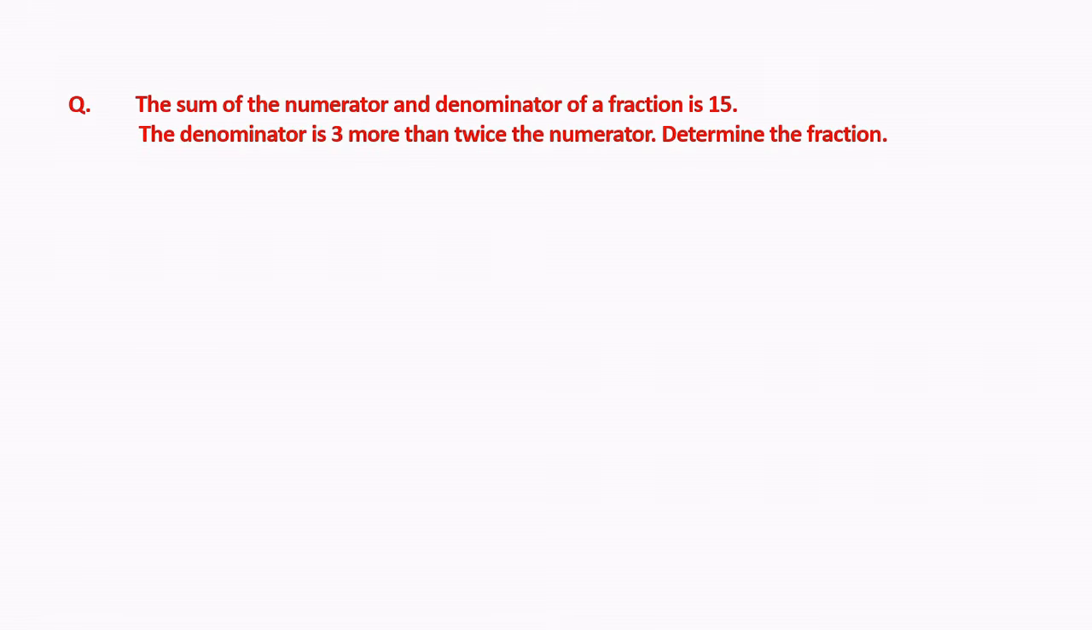Let us read the question carefully. The sum of the numerator and denominator of a fraction is 15. The denominator is 3 more than twice the numerator. We need to determine the fraction.